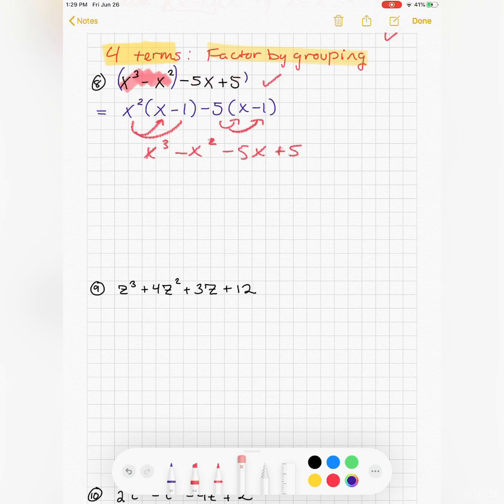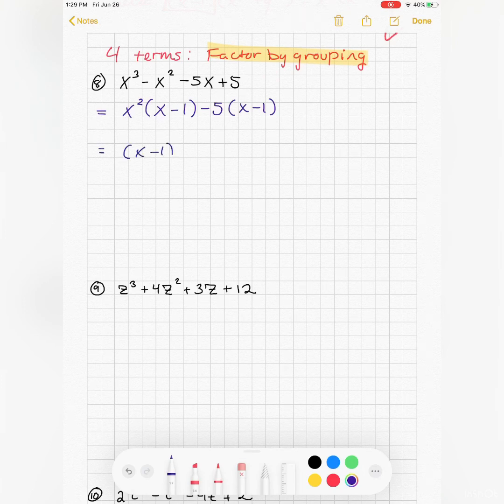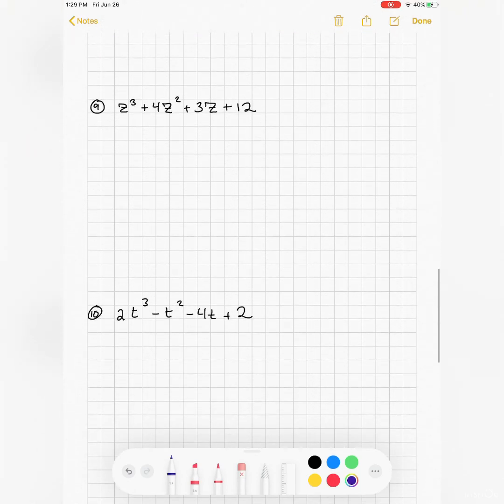So all I'm doing here is thinking of the first two terms as a group and the second two terms as a group. Because once I've done that, then I can factor out that x minus 1 and be left with my x squared minus 5. And then I have it factored. So I think for number 9 here, I would do the same thing. I see 4 terms. Nothing can come out of the whole expression.